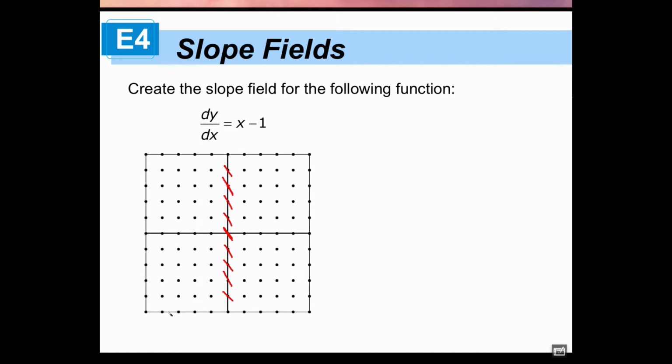Let's try something else. Let's move over here. I'm at 2, 0. What's the slope of the tangent line at 2, 0? 1, because 2 minus 1 is 1. Without continuing to plug and chug, let's make a generalization about all those values. What's going to happen? They're all going to be 1.